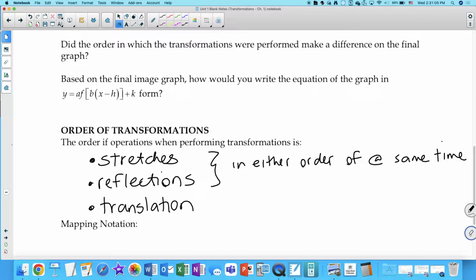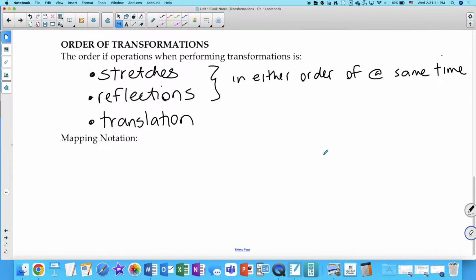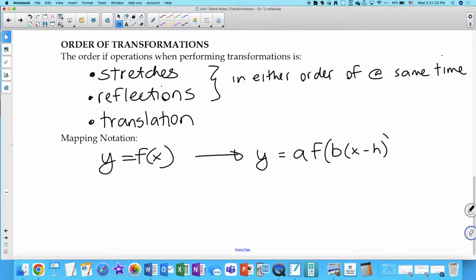Okay. Now, using mapping notation, if you have y equals f of x, and that is transformed to y equals a f of b times x minus h plus k, this point will map to... Now let's just think horizontally first. The two parameters that will affect the graph horizontally are b and h. We have to deal with b first.